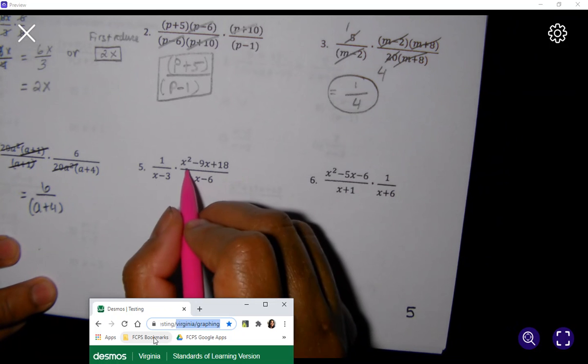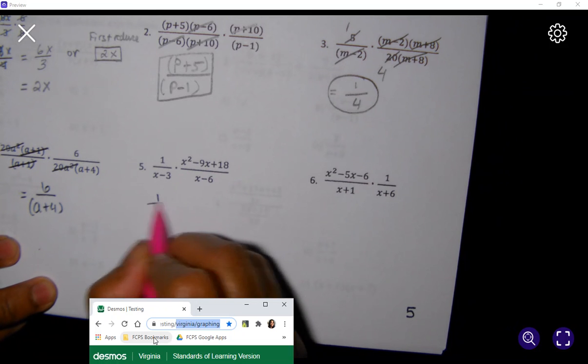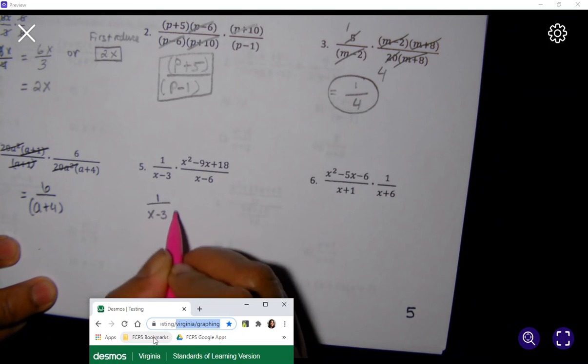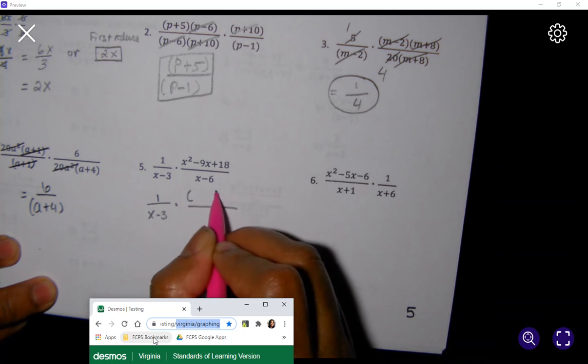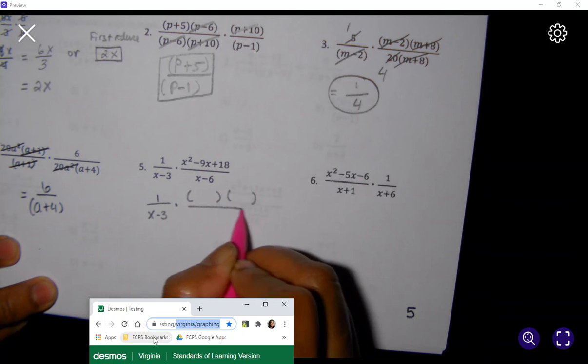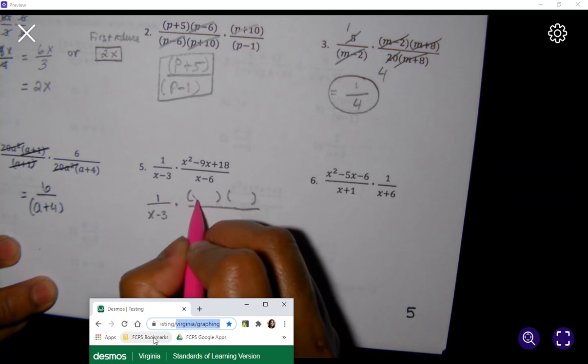Over here, I need to first factor out the numerator here. So you have x minus 3. And then you have here, I'm going to go ahead and factor this trinomial. We were doing this in Unit 2.